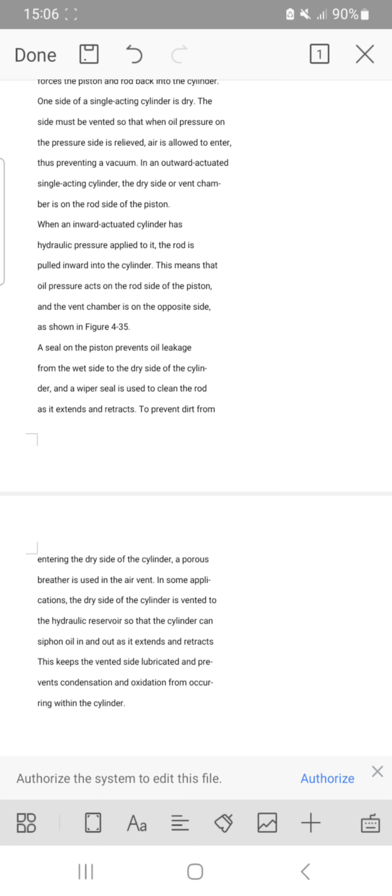In some applications, the dry side of the cylinder is vented to the hydraulic reservoir so that the cylinder can sponge oil in and out as it extends and retracts. This keeps the vented side lubricated, and prevents condensation and oxidation from forming within the cylinder.